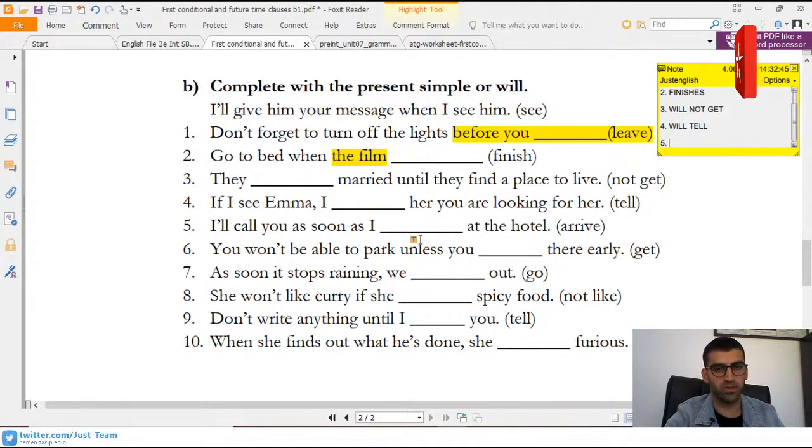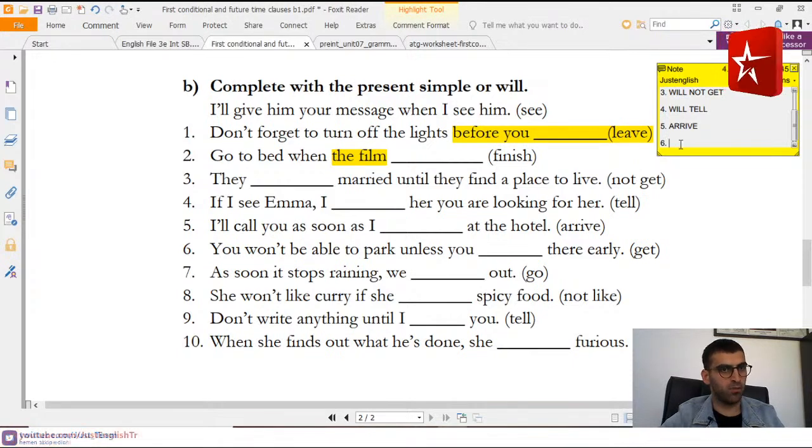Azma, I think, wrote the correct answer for number 6, but we are talking about number 5 at the moment. Then we will continue with number 6. Number 5 is I will call you as soon as I arrive at the hotel. Arrive is the correct answer for number 5.